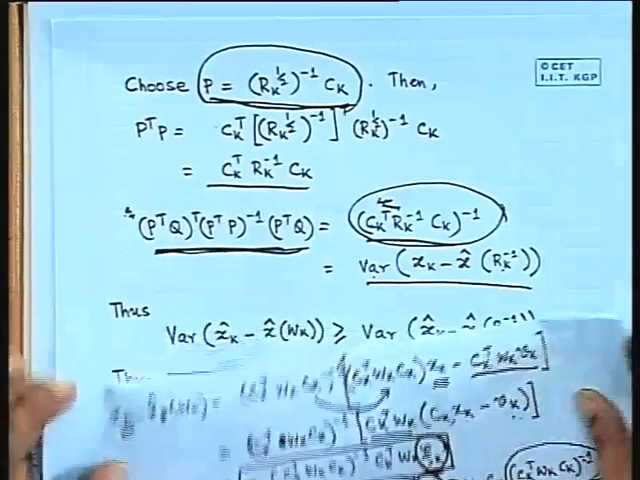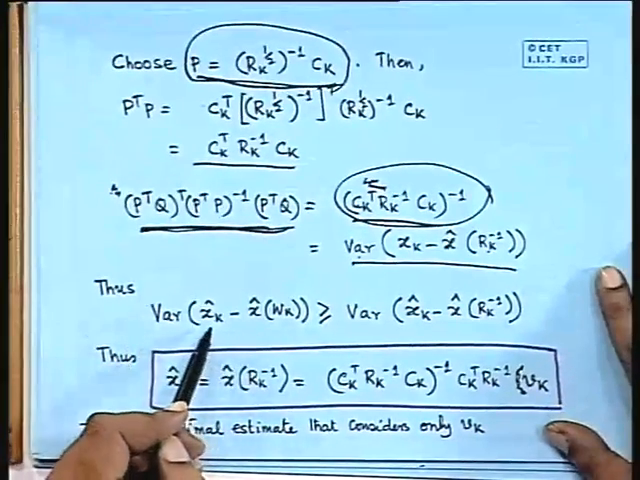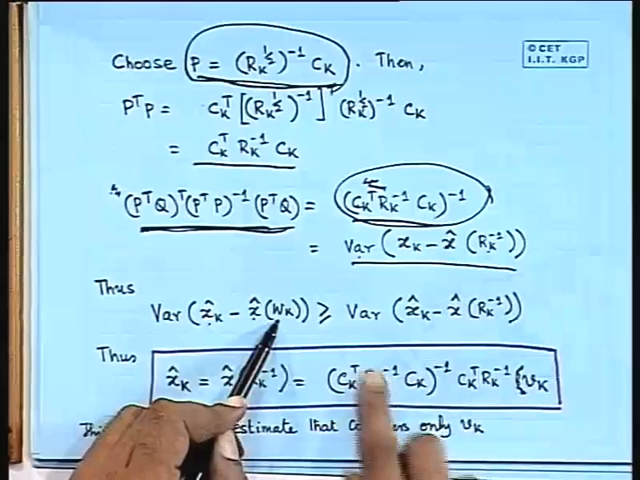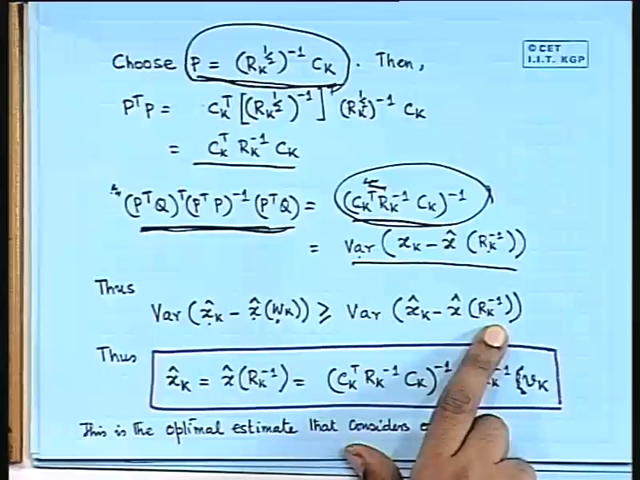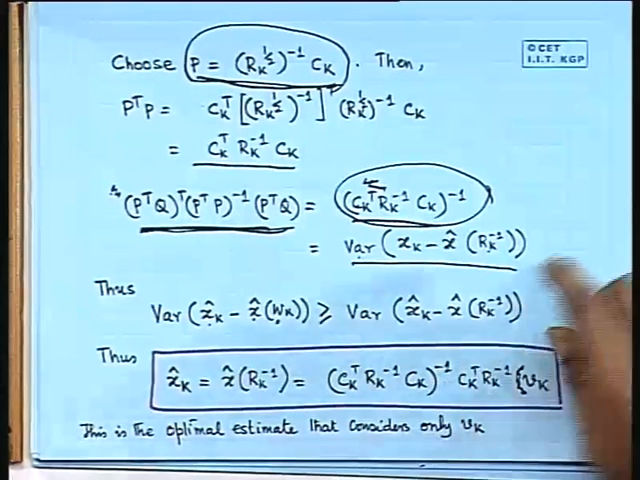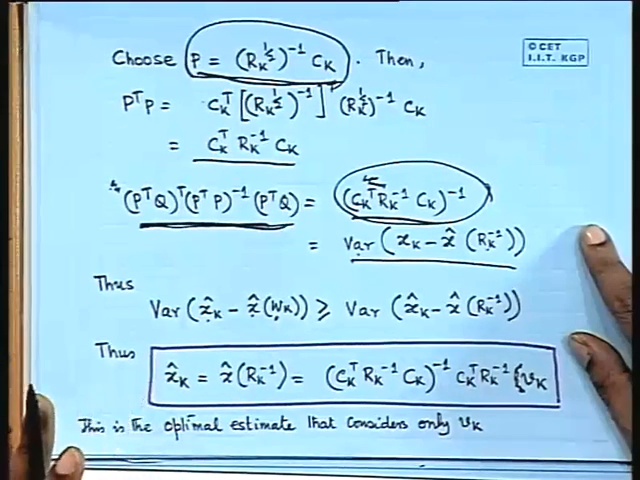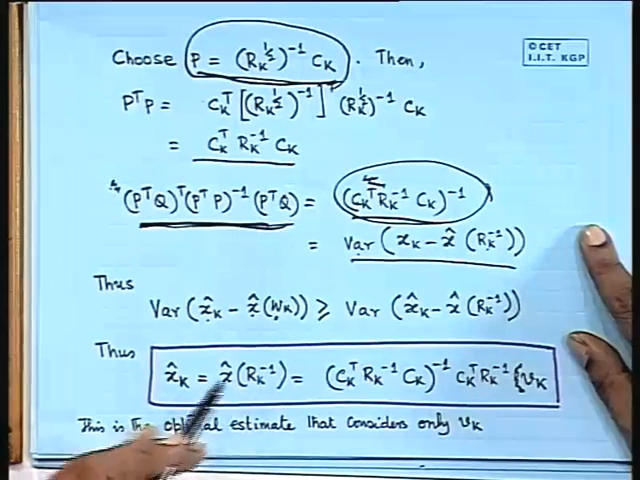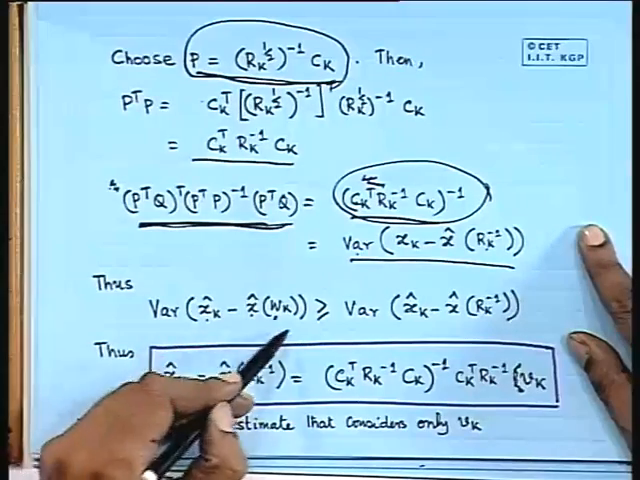So, now what have we proved? We proved that variance of xk minus x hat wk is always greater than variance of x hat k minus xrk inverse. It cannot be less than that. So, I have solved the first problem: if I choose w as rk inverse, then I get the solution which minimizes this variance.